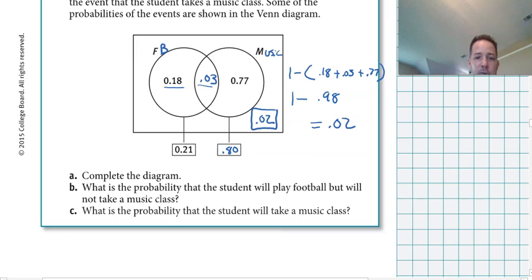What is the probability that the student will play football but will not take the music class? So football, not music, should be 0.18. What is the probability that the student will take a music class? Should be 0.80.